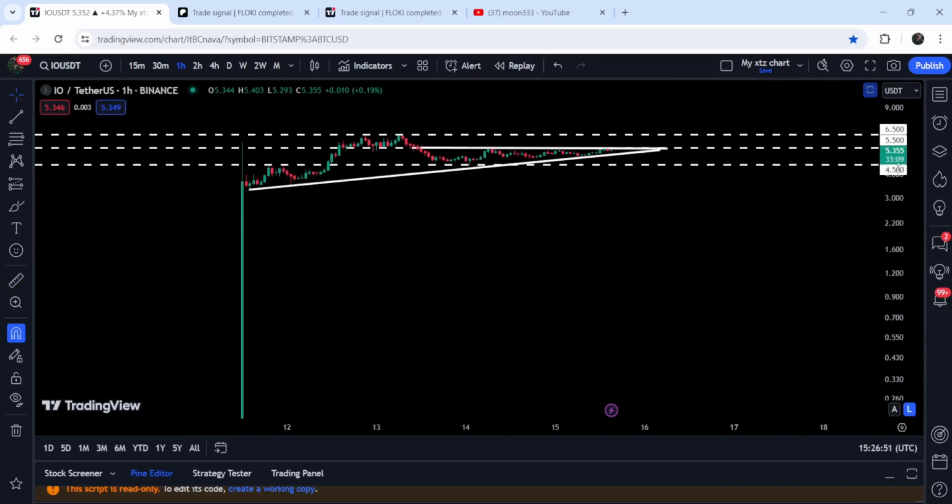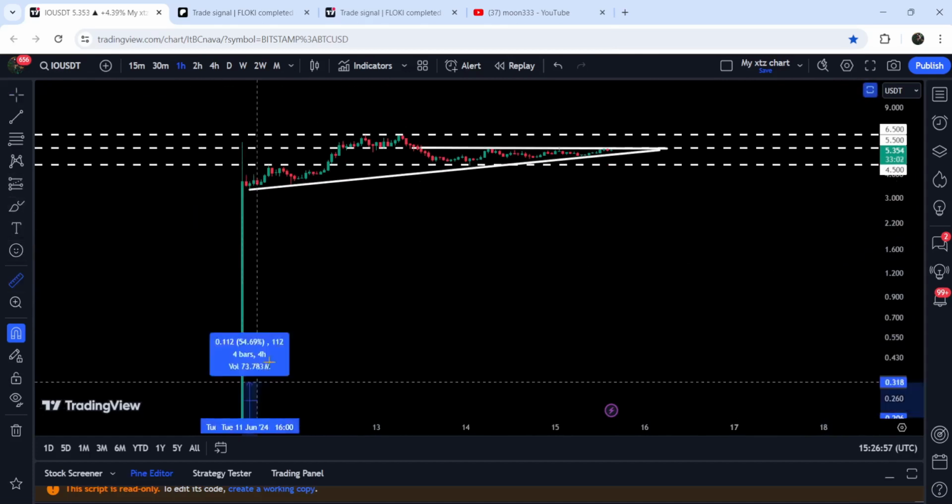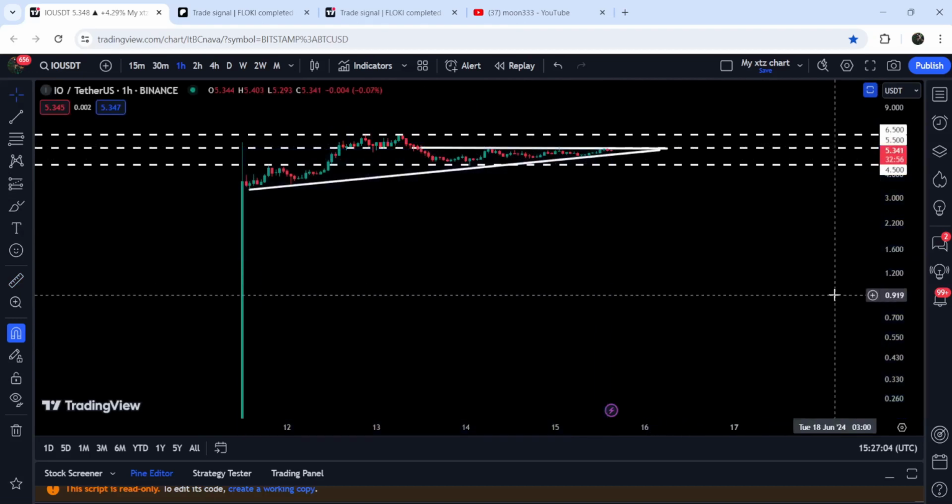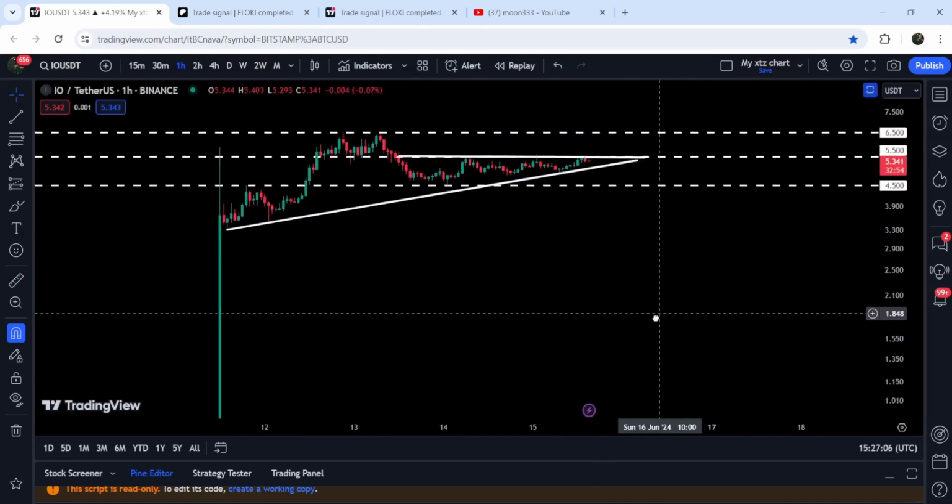But still, you can see it is moving at $5.35. If I again place this measurement tool from this low of 6 cents up till this current move, then you can see still it is almost 2,570% up from this lowest of 6 cents.